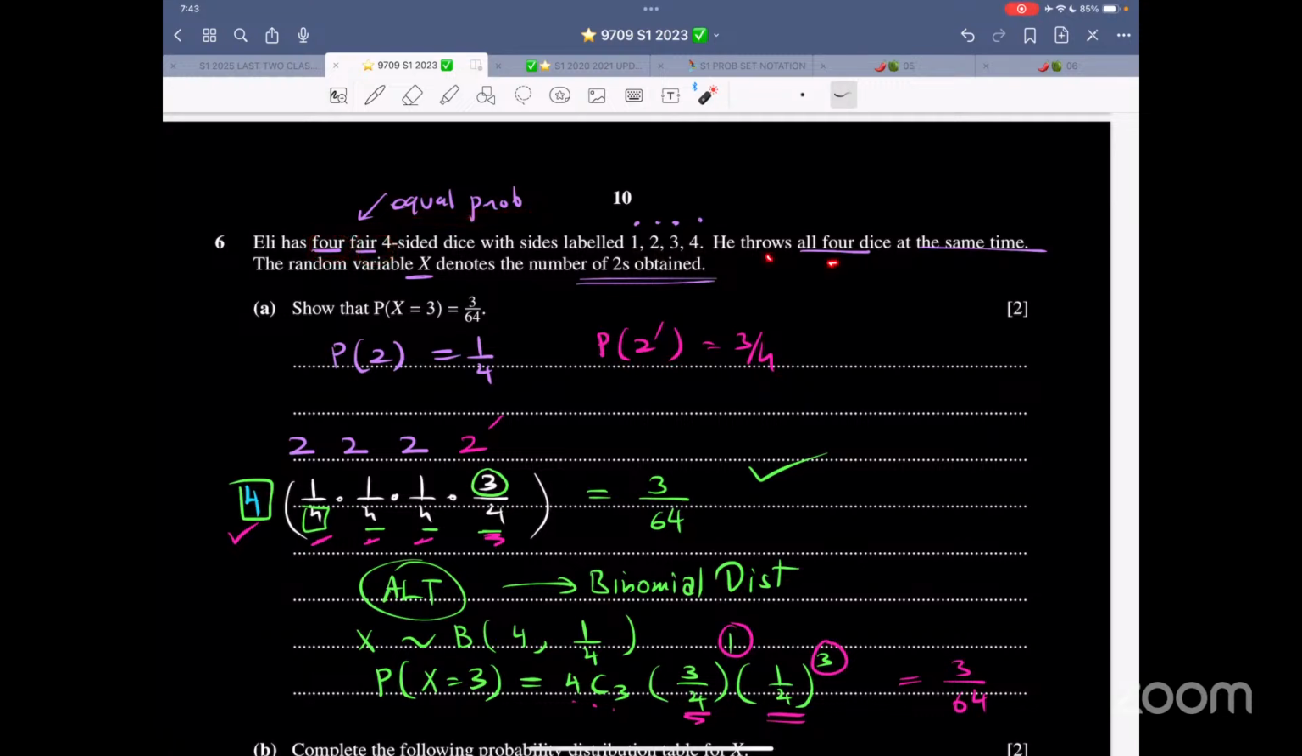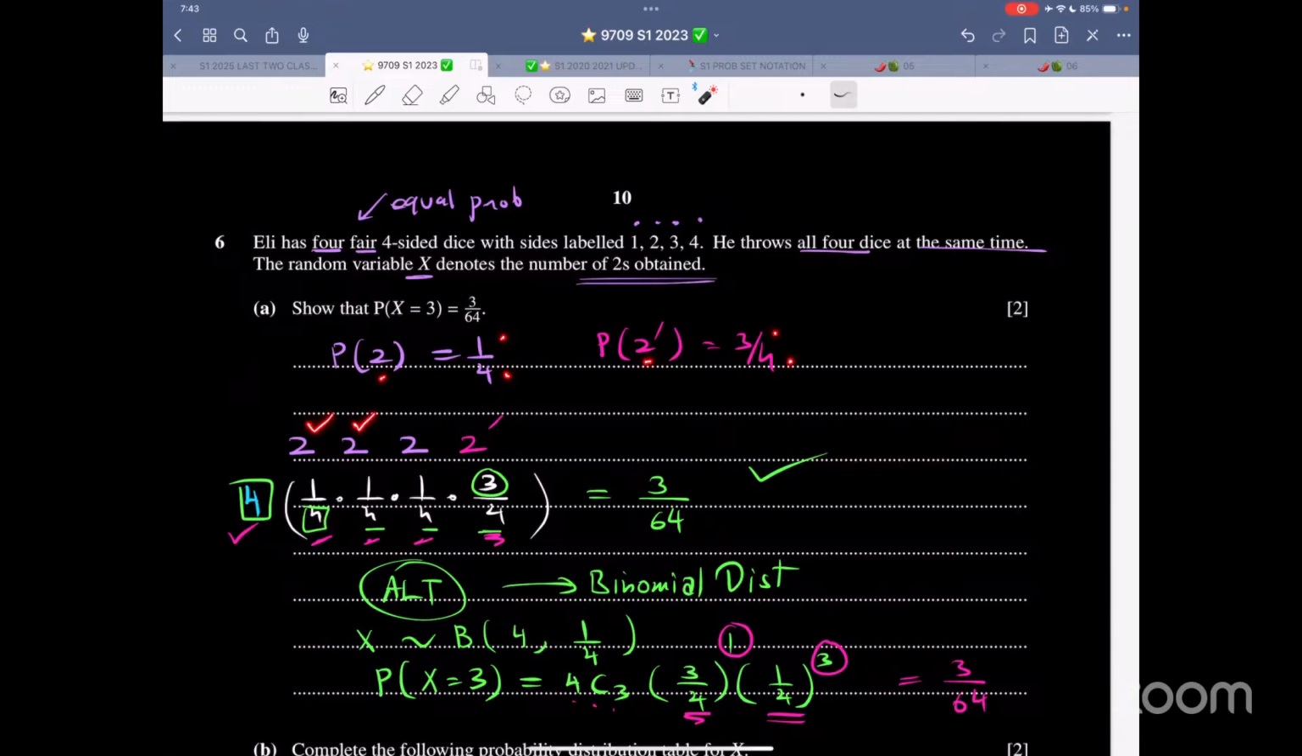He throws all 4 dice at the same time. The random variable X denotes the number of 2s obtained. First thing, show that the probability X equals 3 is 3 over 64. That means how many 2s are you obtaining? That is 3. So the probability of getting a 2 is 1/4, and not getting a 2 is 3/4.